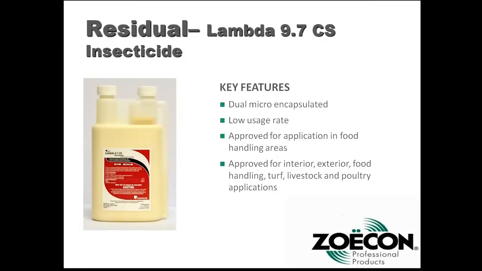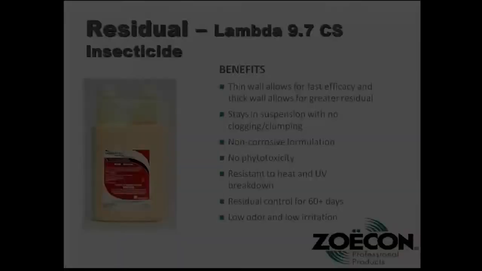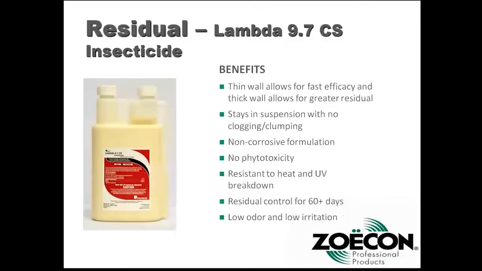Lambda 9.7 CS is a great one. It's a dual microcap, low use rate. It's approved for a lot of uses, so you can not only use it for your barrier, but you can use it for other things too. The double caps give you a nice thin wall and a thick wall inside and out when you put the residual down. So they give you a greater residual, and this is probably the best residual product we have right now. Low odor, and it's a Lambda, but with the formulation process, we have a very low odor and very low irritation with this one.